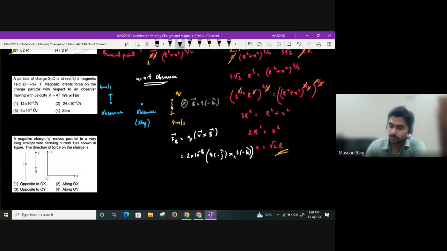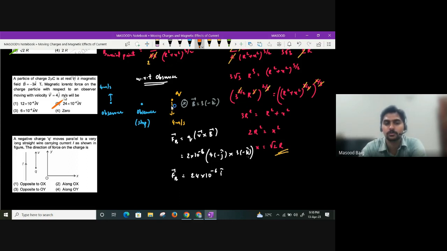So 4 3s are 12, 12 2s are how much? 24 into 10 power minus 6. Minus into minus will be plus. J cross k, what is it going to be, beta? It is going to be i cap. So the magnetic force experienced by the charged particle will be along positive x-axis. 24 into 10 power minus 6 i cap. Clear?